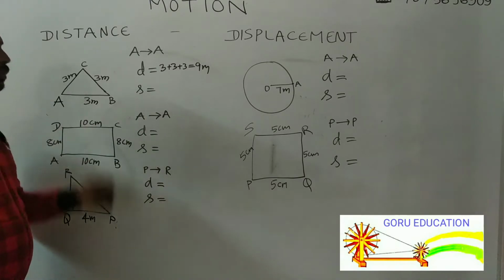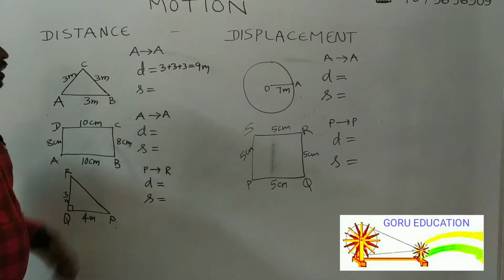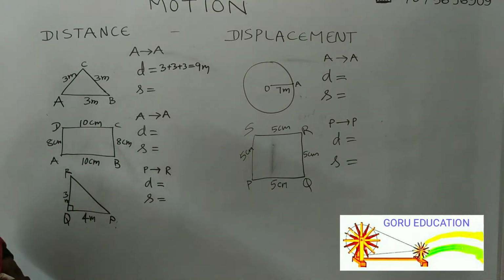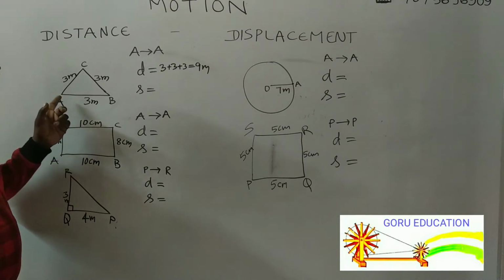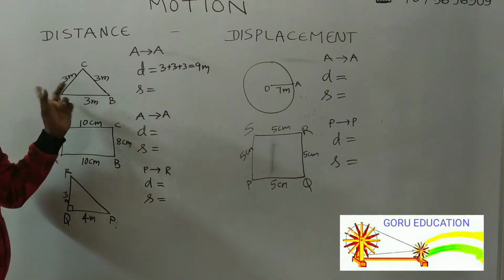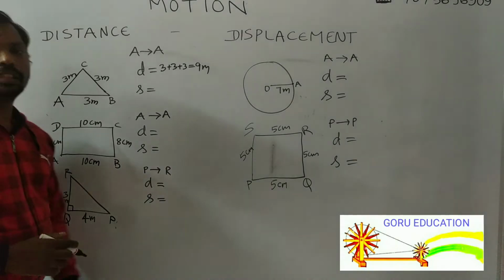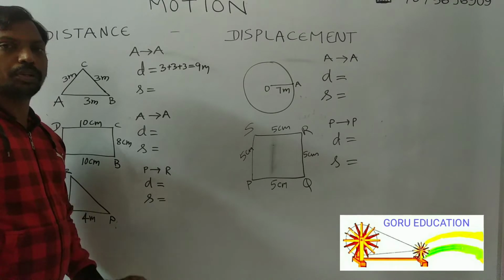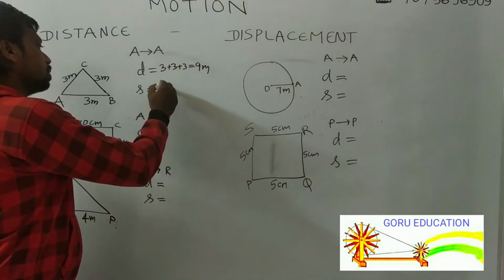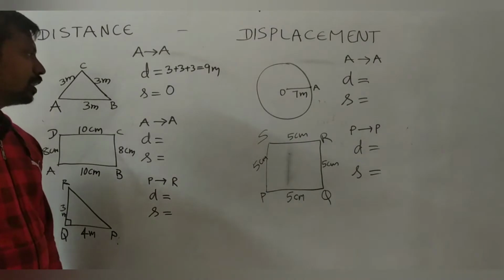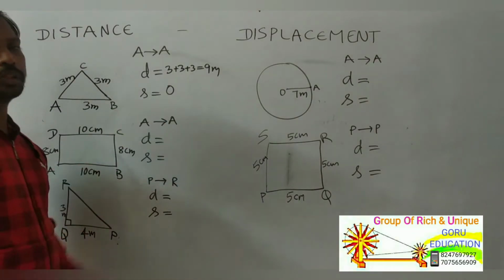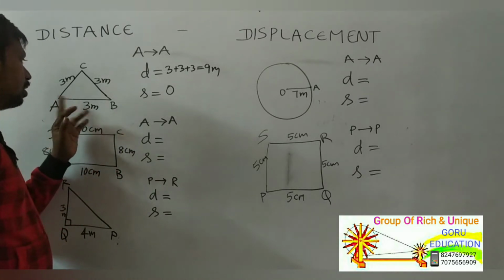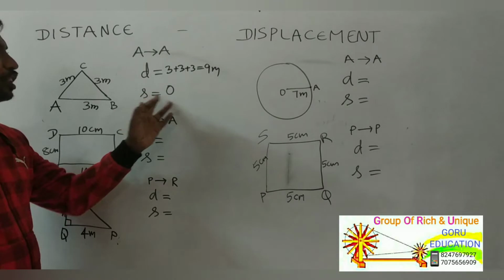So next displacement, A to A, here 0. What is the reason? Starting point and final point both coincide. So here s equals 0. Reason: initial point and final point both coincide here. That's why displacement is 0.